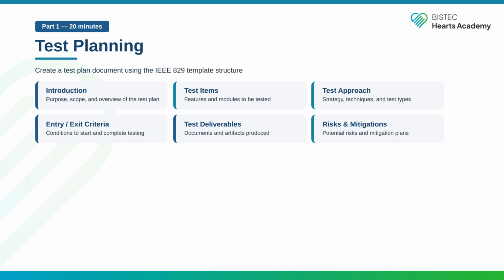Test deliverables lists your test plan, test cases, execution logs, defect reports, and traceability matrix. List them explicitly so everyone knows what to expect. Risks and mitigations cover what could go wrong. The environment might be unstable. Test data might be incomplete. Time might be limited. For each risk, have a mitigation. If the environment is unstable, have the developer on standby.